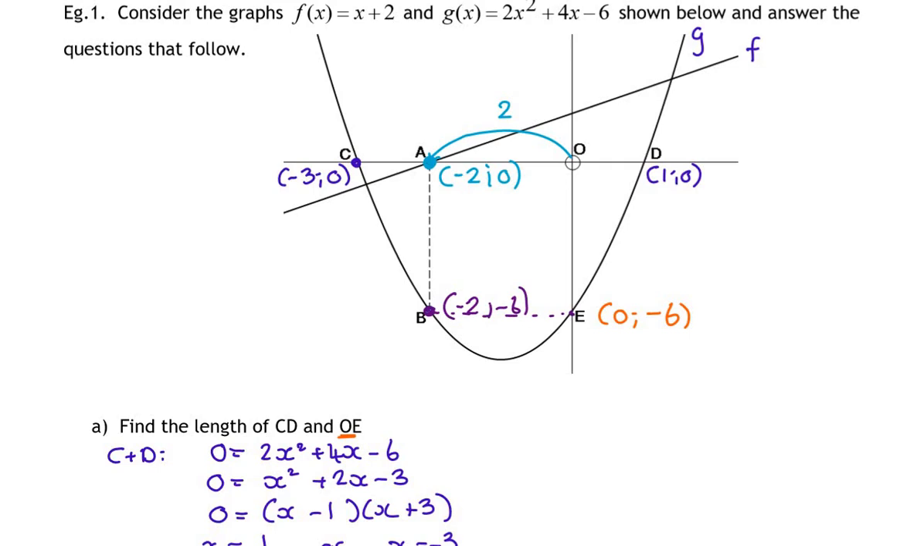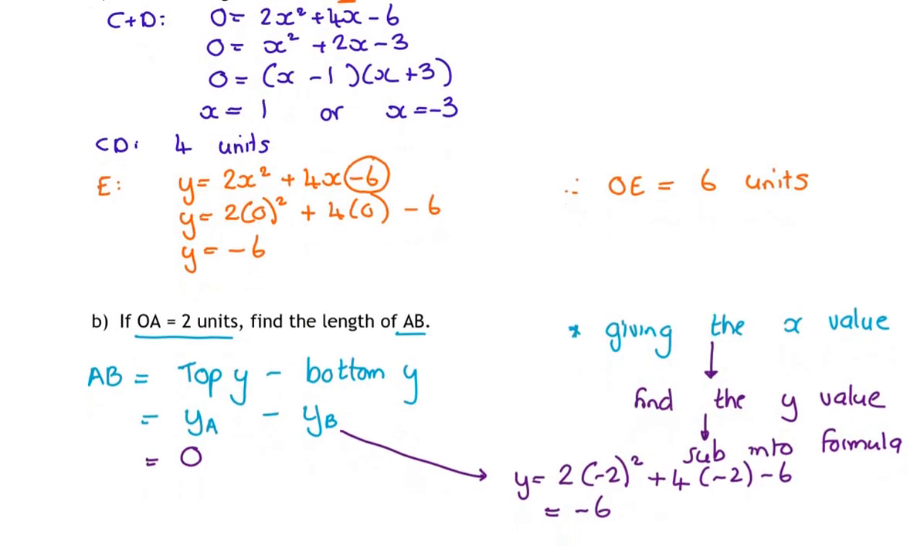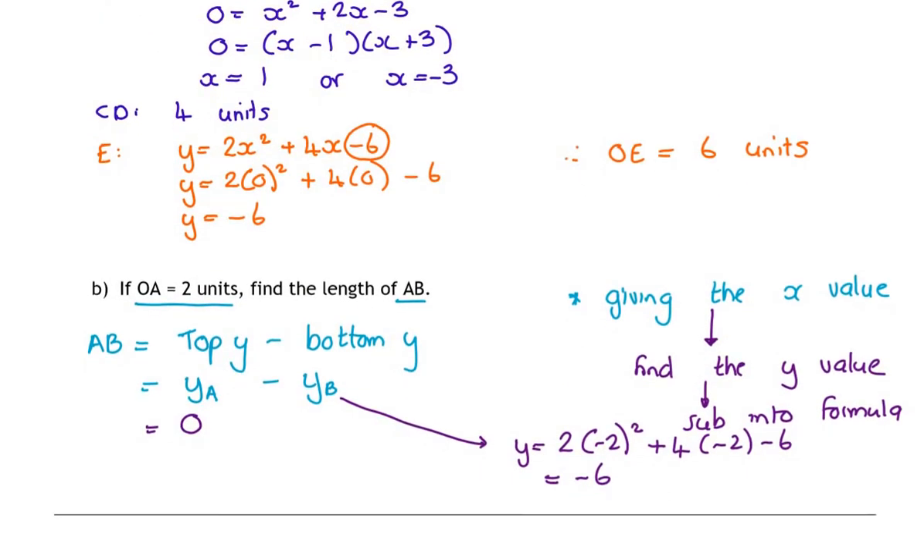If you're given the x values, you can simply find the y values, and then you can go top y minus bottom y. Now, this bottom y was negative 6. So 0 minus negative 6 is 0 plus 6, and that is 6 units. So this is the first type of question, the easiest question. If you're given the x value, all you need to use is the equation to find the y value, so you can do top y minus bottom y.